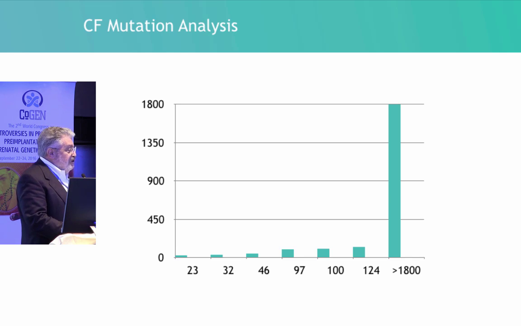And if you look at that, you could say, well, let's just do more mutations. The problem is that, at least with cystic fibrosis, you can see the number of mutations has grown, and right now there's over 2,000 mutations that have been reported to cause cystic fibrosis. So it's difficult to keep up with that if you try to just do targeted mutation testing.